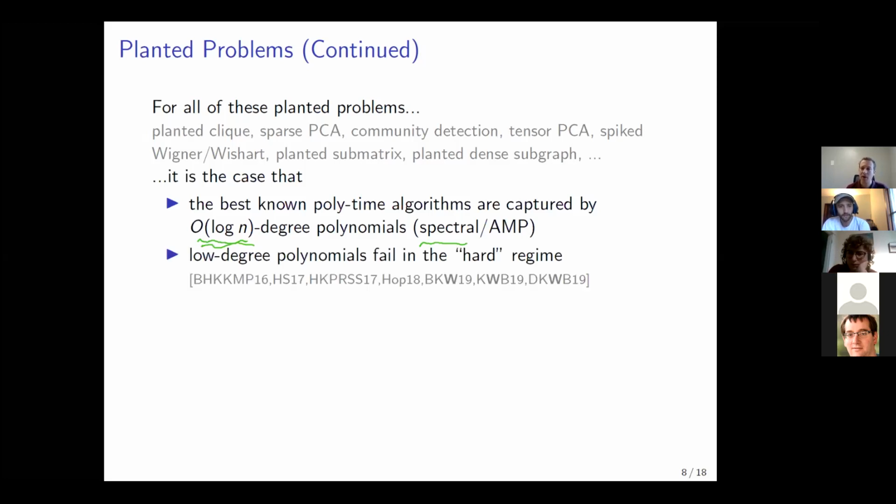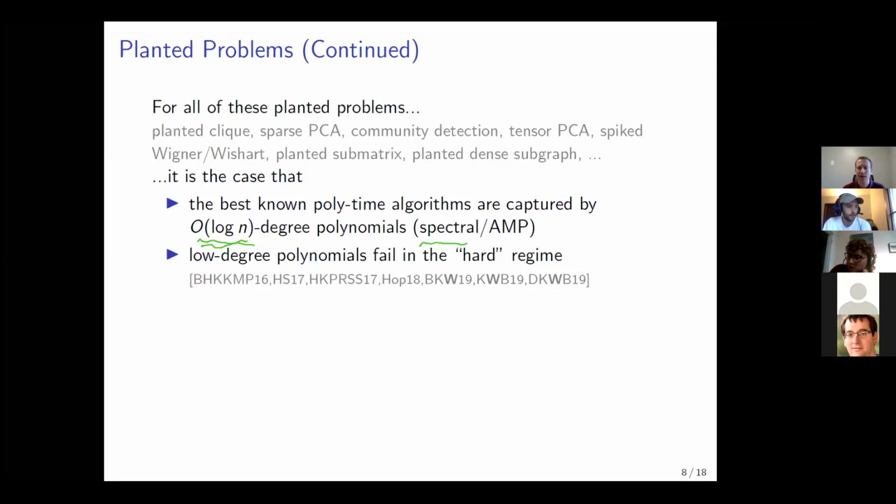And on the flip side, we're also able to show that low-degree polynomials fail in this conjectured hard regime. So this gives quite a nice, general explanation of what makes these problems hard versus easy. If a new problem comes along, you can analyze how well low-degree polynomials solve this problem.